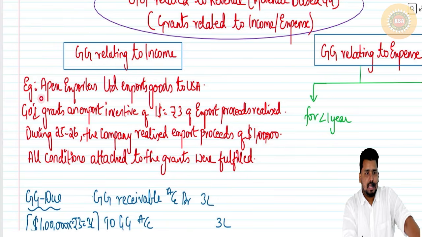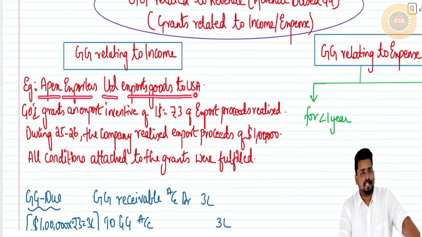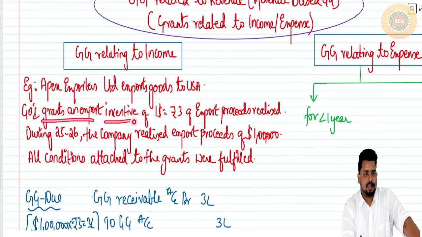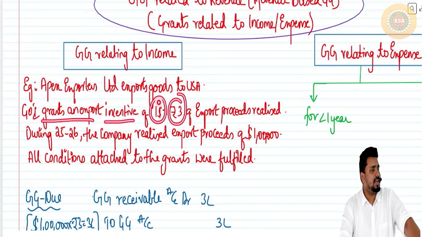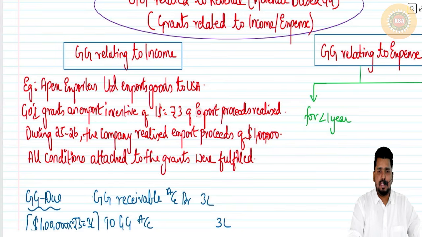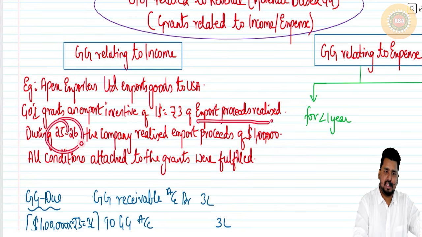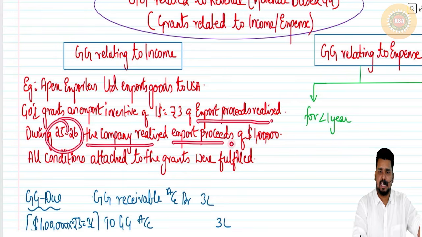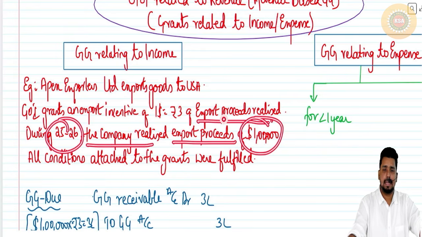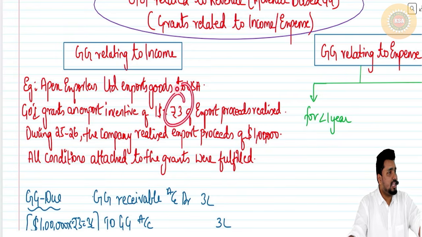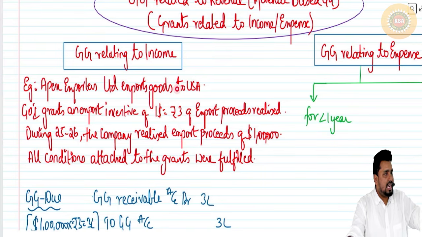Read the question. Apex Exporters Limited exports goods to USA. Government of India grants an export incentive for every dollar of 3 rupees of export proceeds released. During the year 25-26, the company released export proceeds for how many dollars? For $1, government is giving 3 rupees. How much did we realize? $1 lakh.